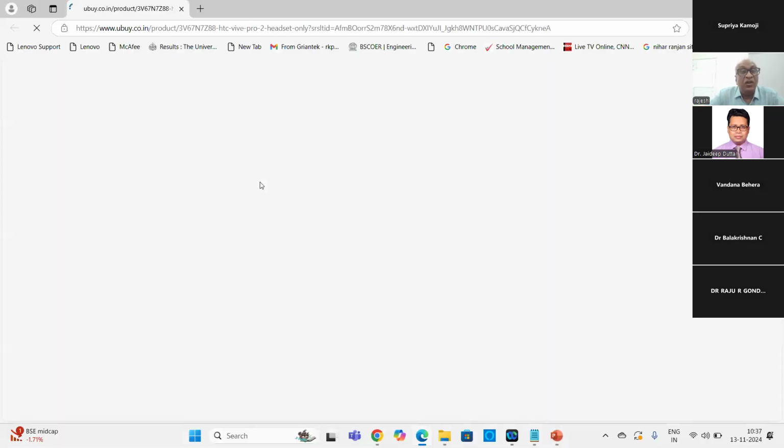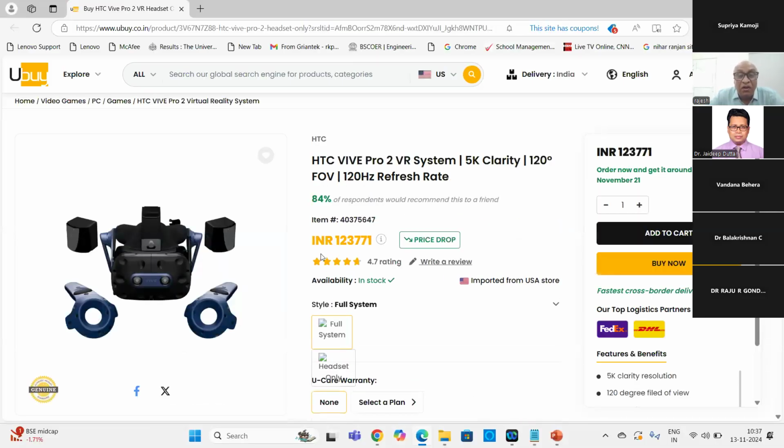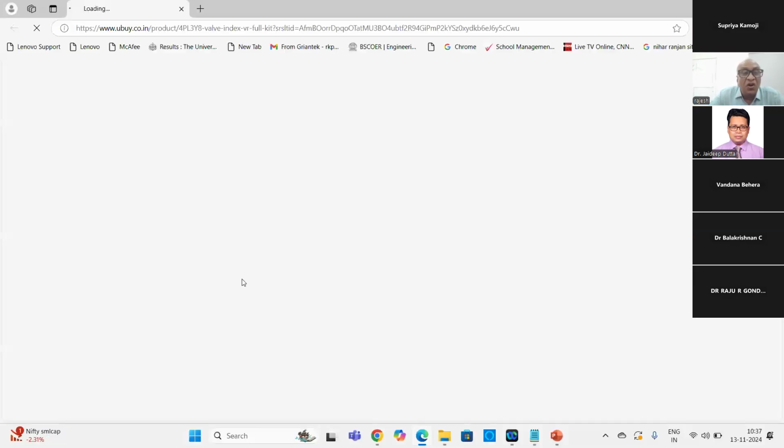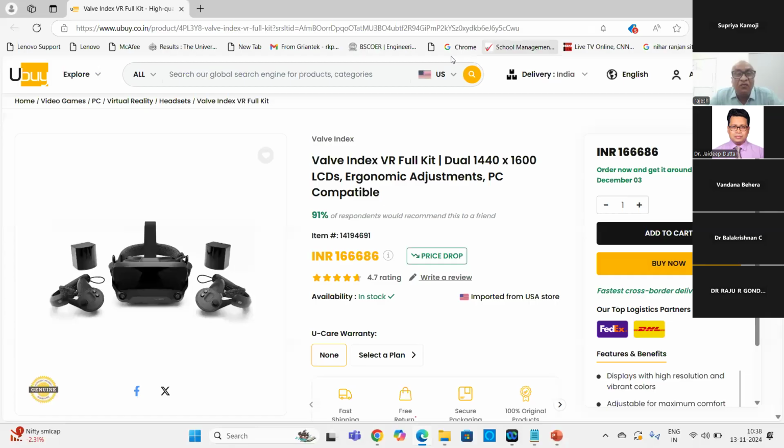The Vive Pro headset, it seems, is available, but the entire kit is costing around 1 lakh and so on. Because I am not part of this and never bought this, I can rely only on the links I am able to see. This may be the genuine cost. You can find here the Valve Index entire toolkit for VR, shown to be costing somewhere around 166,686.